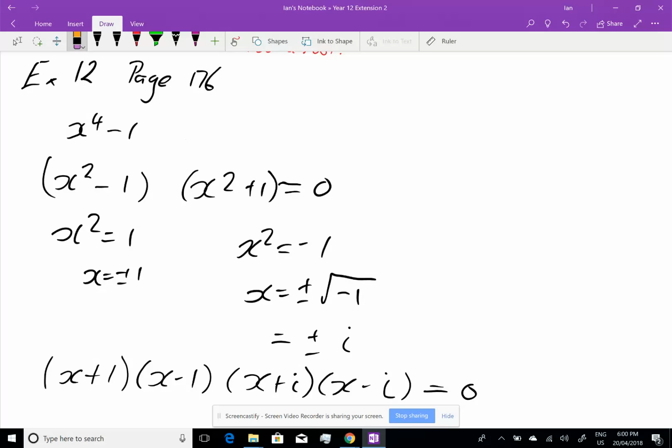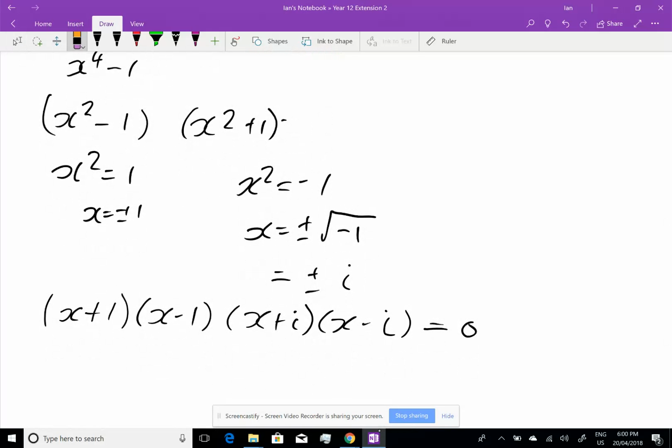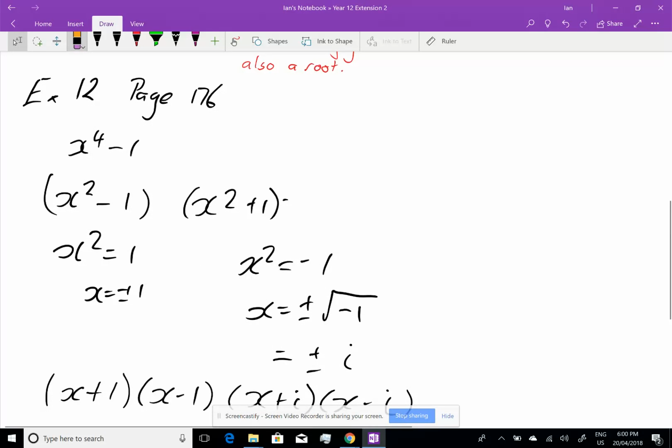We weren't even meant to put it equal to 0. That was silly of me. We're just factorising that out. All right, let's try this next one. And that was example 12a.